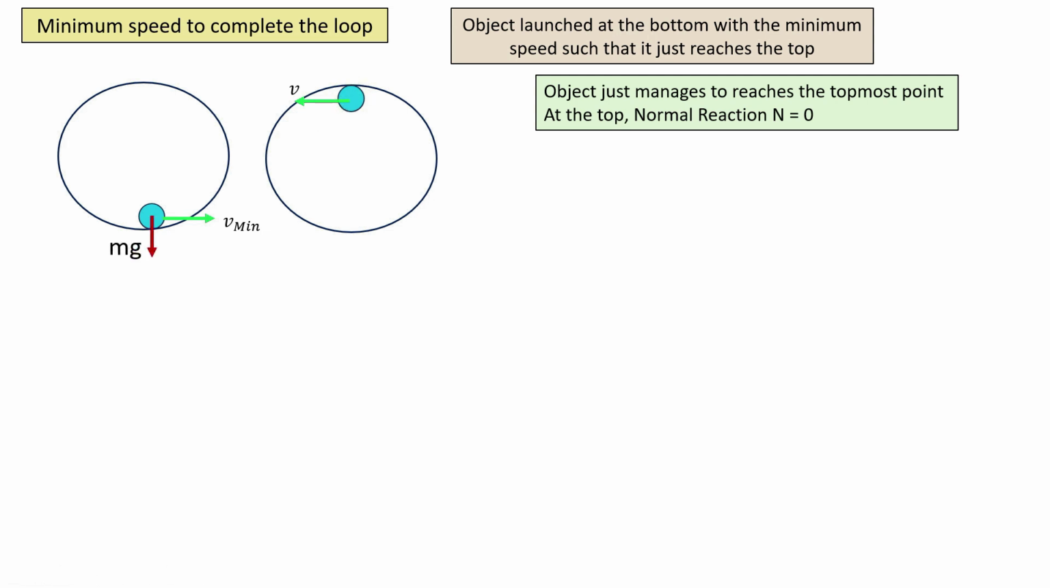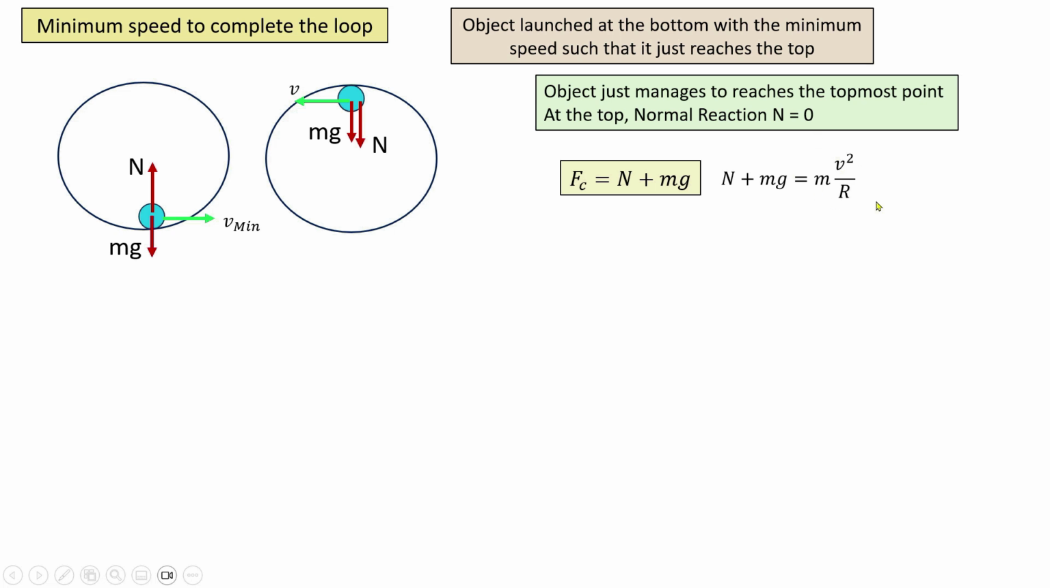So applying the steps, drawing the free body diagram, at the bottommost point, mg is downwards and the normal reaction is upwards. When the ball is at the topmost point, mg and N both are acting towards the center, both acting downwards, which means the centripetal force will be N plus mg, which is equal to mv squared by r. But since the object has just managed to reach the topmost point, normal reaction will be assumed to be 0. So 0 plus mg will be mv squared by r. And if we try to make v the subject, v will come out as root gr. Now this is the velocity at the topmost point.